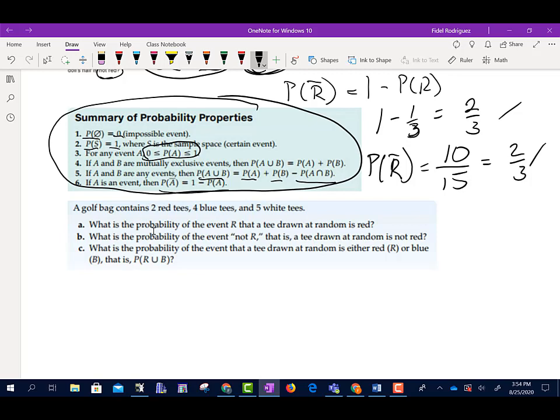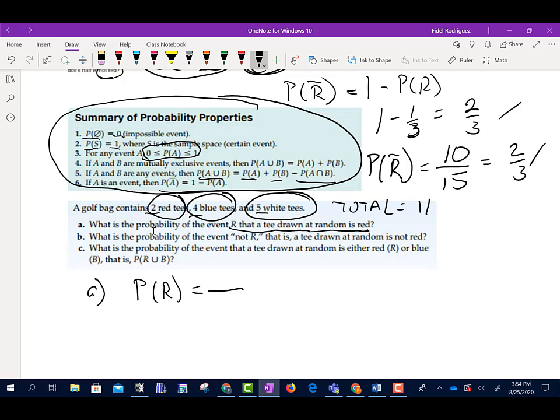Okay, so it says a golf bag contains 2 red tees, 4 blue tees, 5 white tees. Part A says, what is the probability of the event R that a tee drawn at random is red? Let's first find how many tees we have total. So 2 and 4 is 6, and 5 more is 11. We want to figure out the probability that we're going to get one that's red. Out of the 11 that we have, 2 of them are red, so my probability would be 2 out of 11.